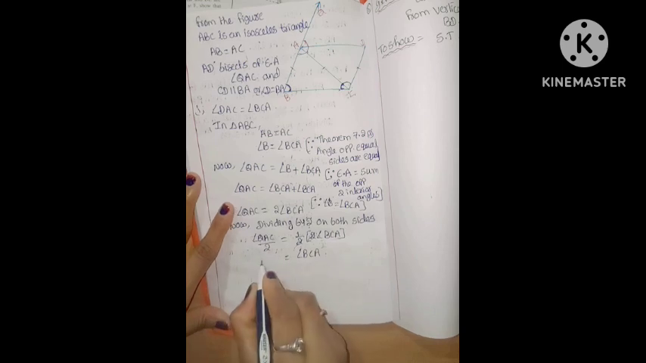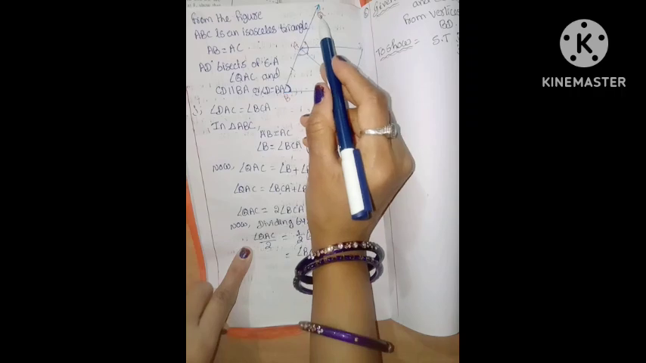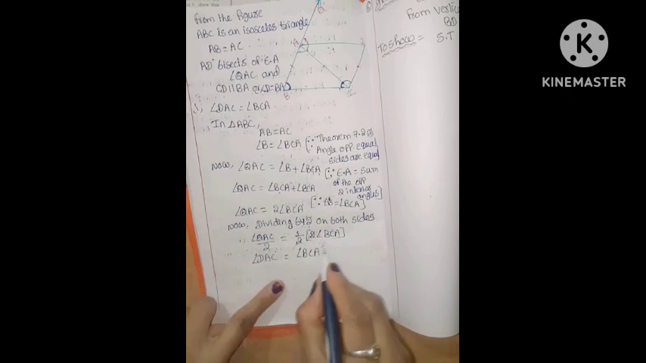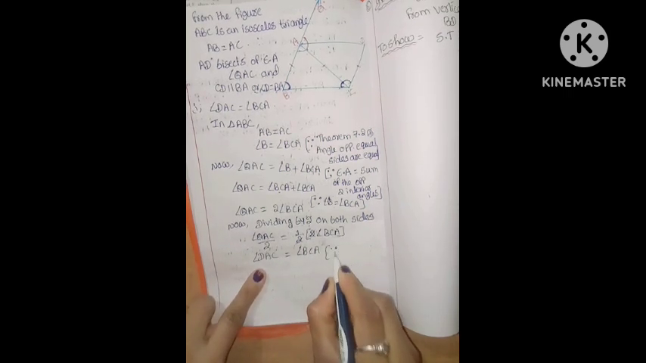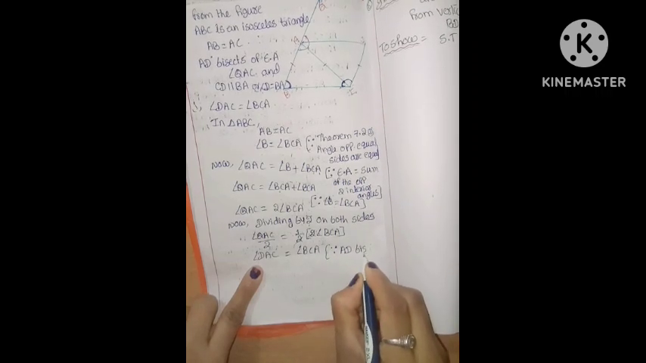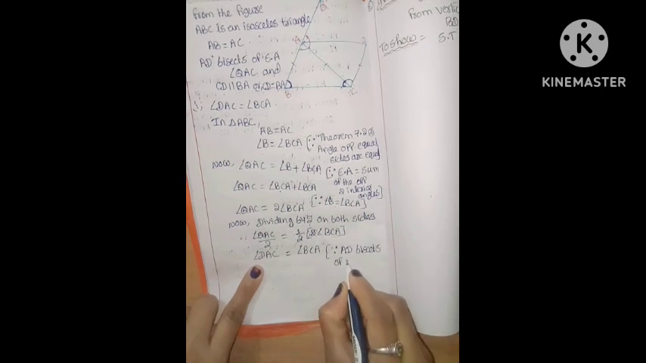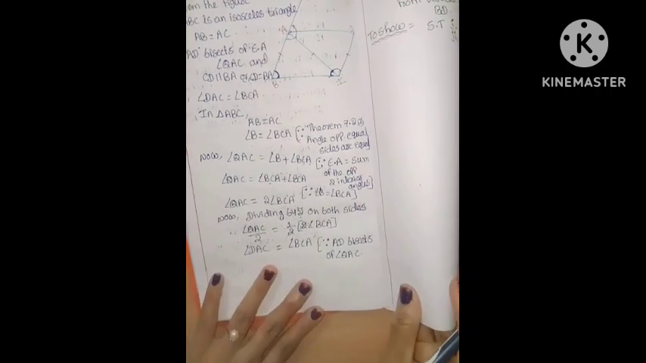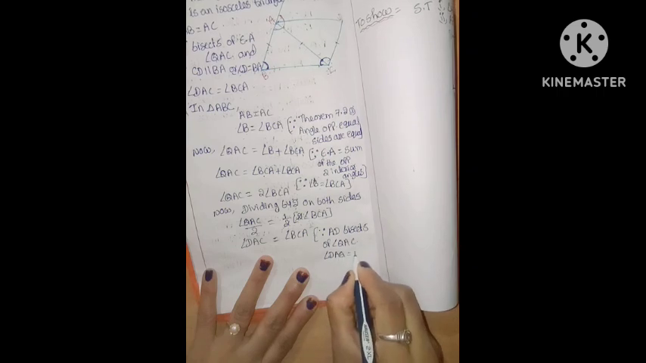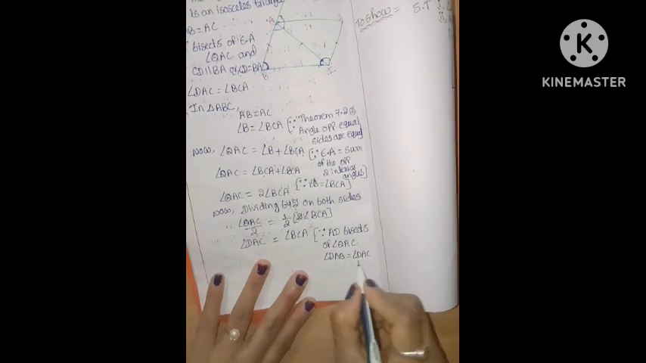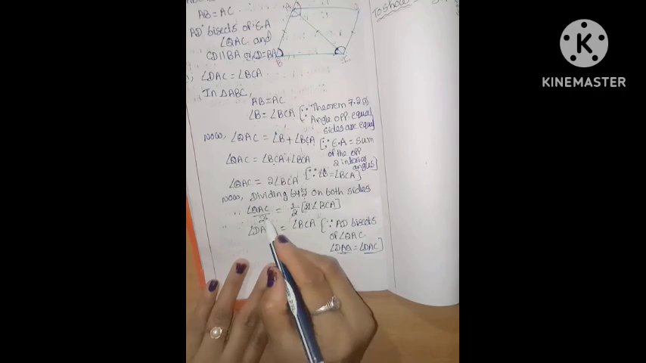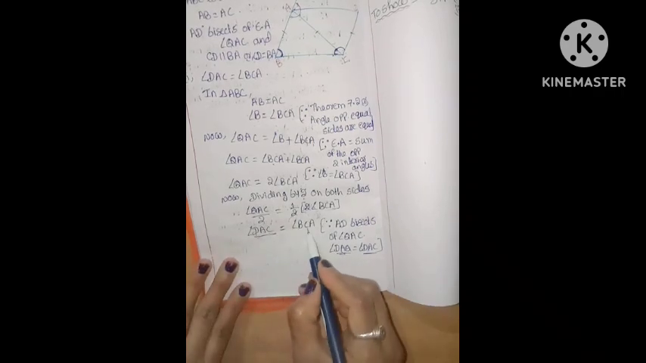So QAC by 2 is nothing but angle of DAC. Since these two are equal, what property are we using? AD bisects angle QAC. Bisects means angle DAQ is equal to angle DAC. These two are equal only. So half of QAC is nothing but angle DAC only. So these two are equal.